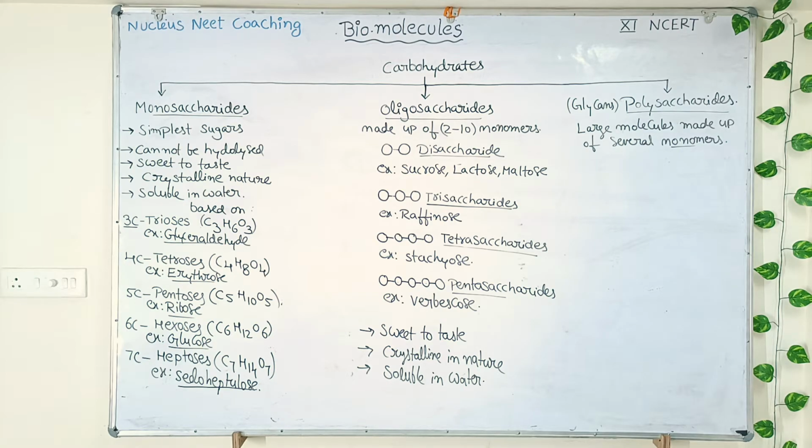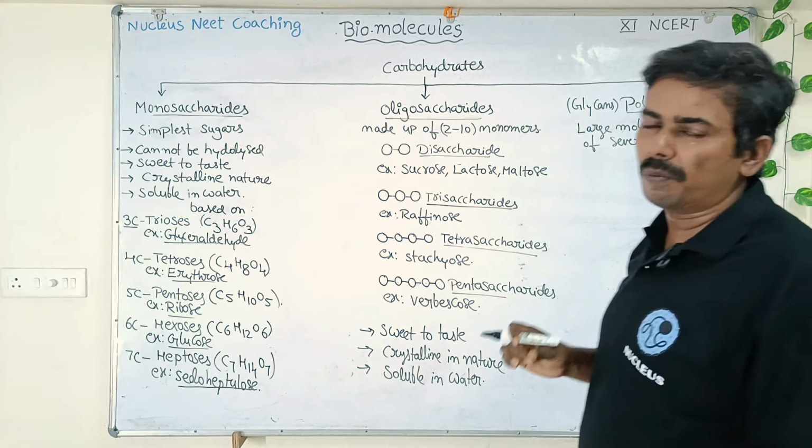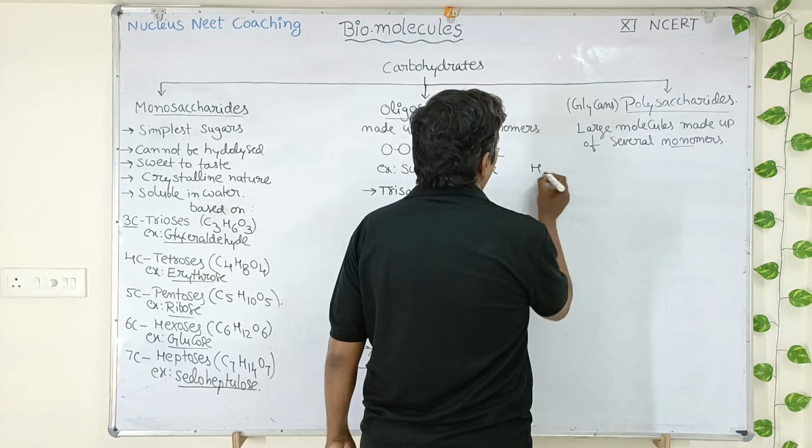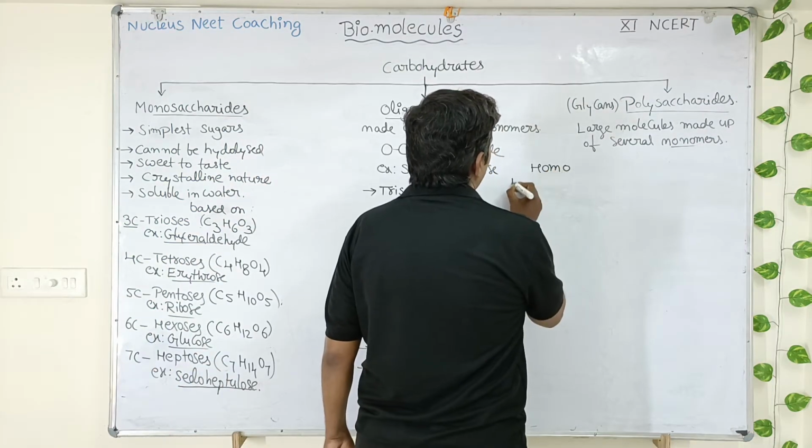And the polysaccharides, based upon the type of monomers present in their structure, can be divided into two types. Homopolysaccharides.